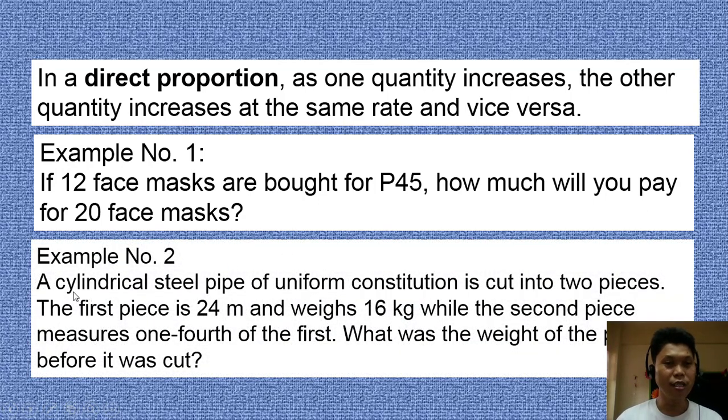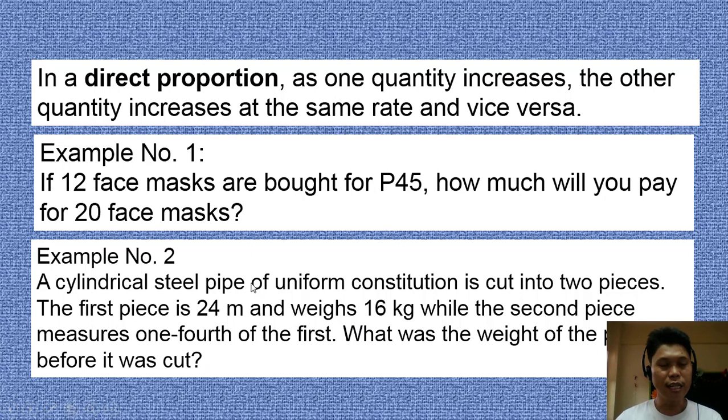Another example is a cylindrical steel pipe of uniform constitution is cut into 2 pieces. The first piece is 24 meters and weighs 16 kilograms, while the second piece measures 1/4 of the first. What was the weight of the pipe before it was cut?